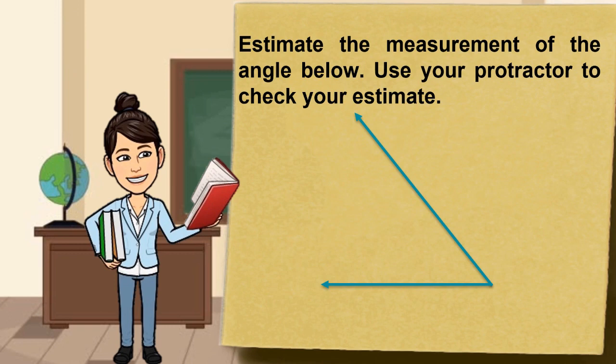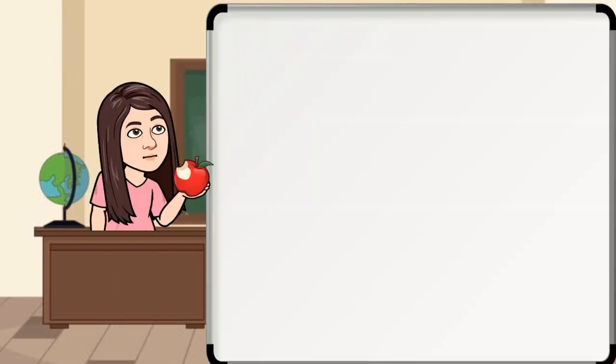Now, estimate the measurement of the angle below. Use your protractor to check your estimate. Okay, so the measure of this angle is 50 degrees. Did you get it right?